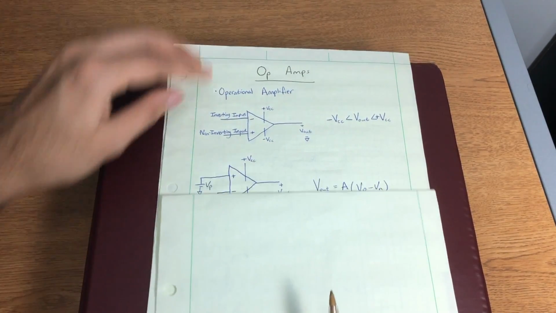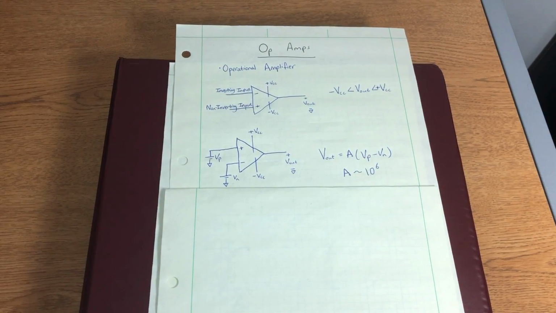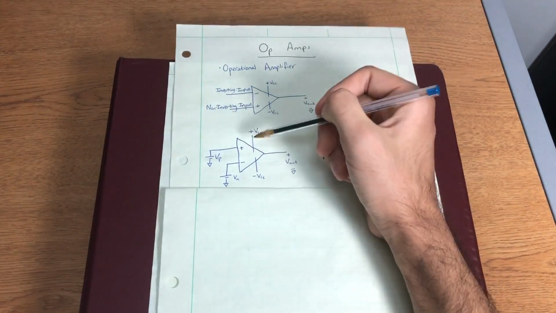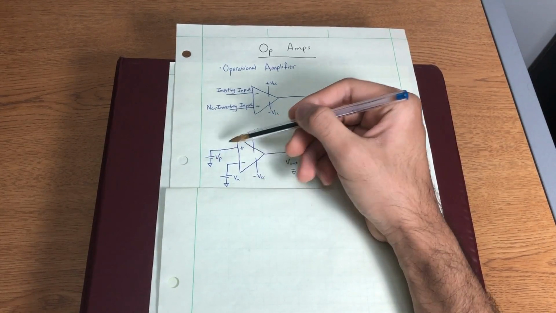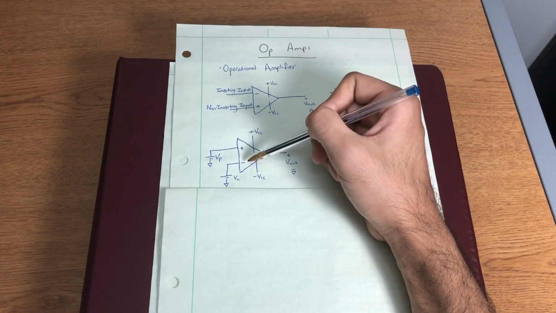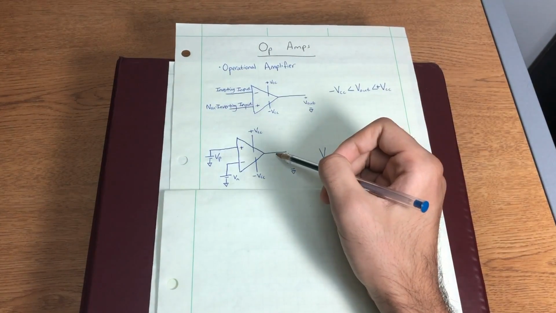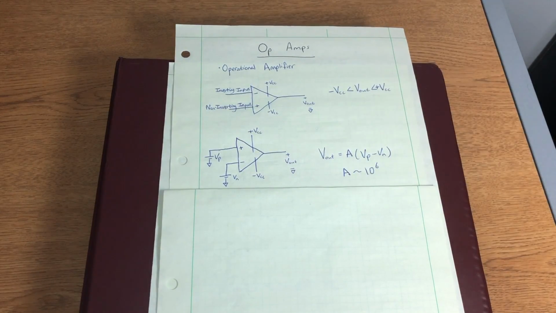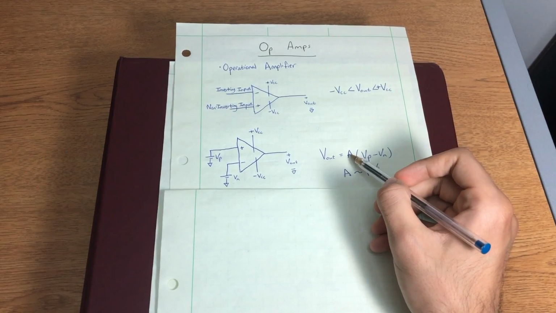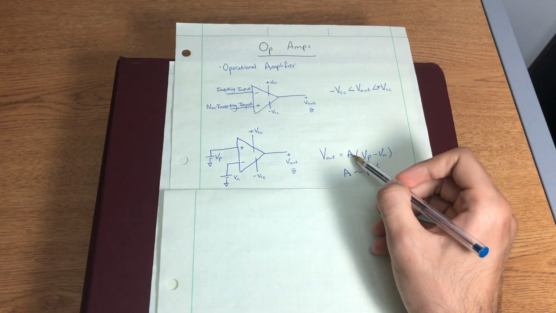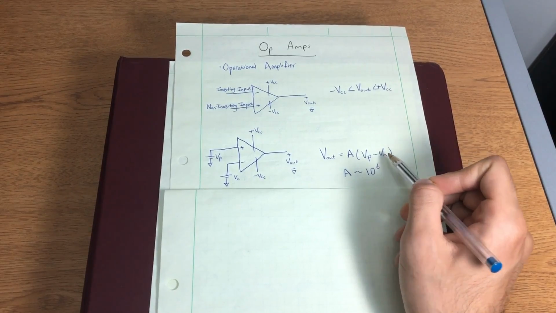So now let's talk about what an op-amp actually does. If we look at this circuit, we can see that our non-inverting input is connected to some voltage Vp, and our inverting input is connected to some voltage Vn. Our output voltage, which is what we're usually interested in when we're working with op-amps, is simply some amplification factor A times the difference Vp minus Vn.